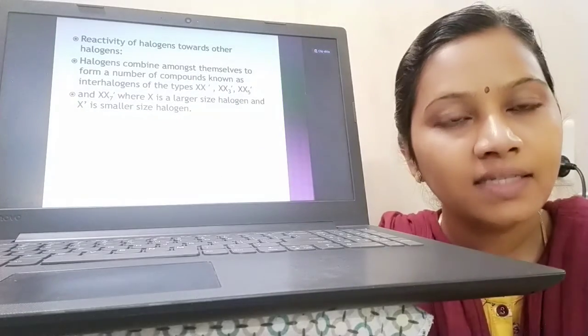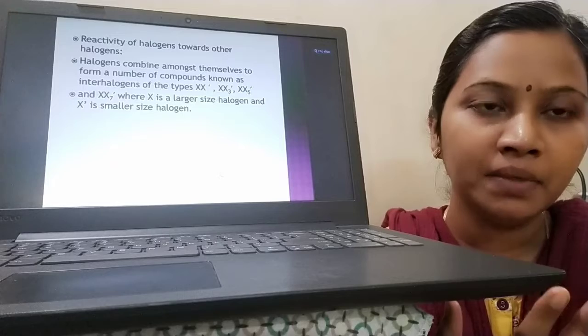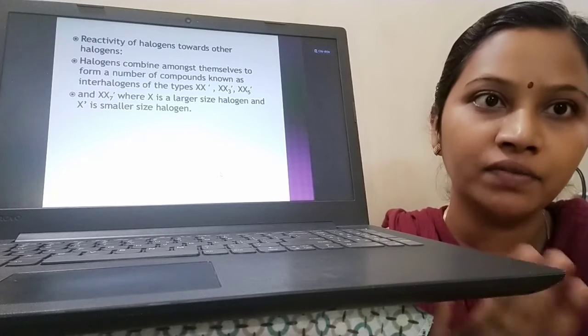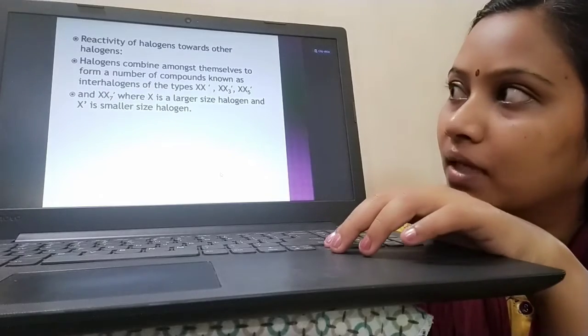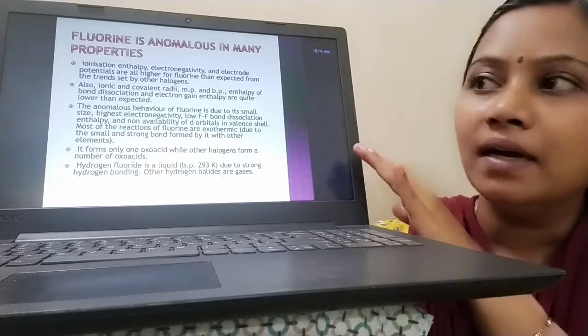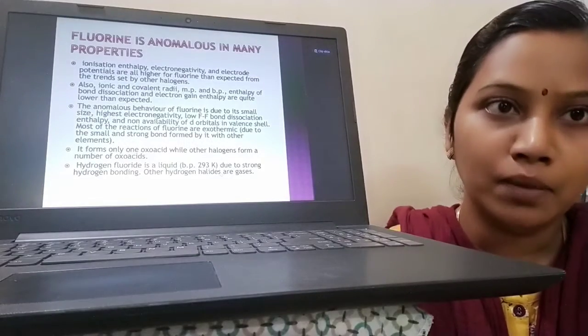We have already discussed they have the ability to react with the halogens of higher atomic number. Say, for example, fluorine can react with chlorine, bromine, iodine. We have seen that in the third column. This is about that. And among the halogen compounds, fluorine is said to be anomalous.